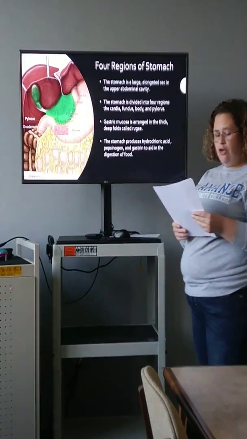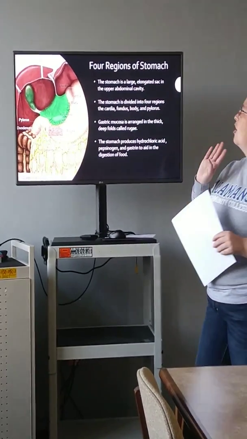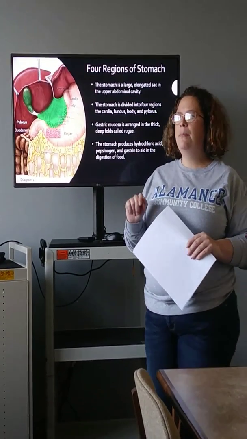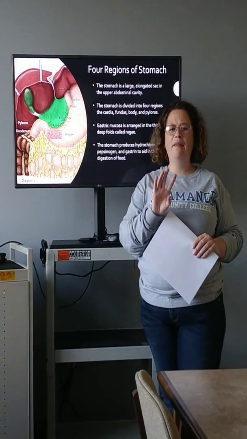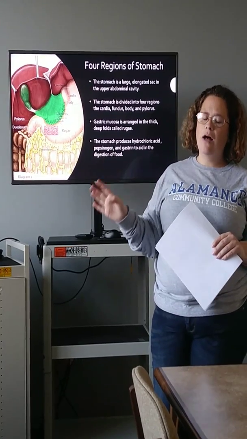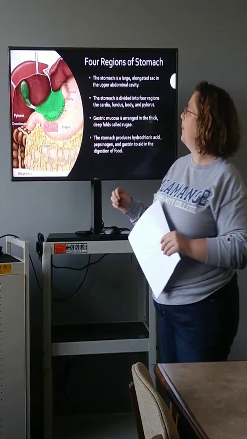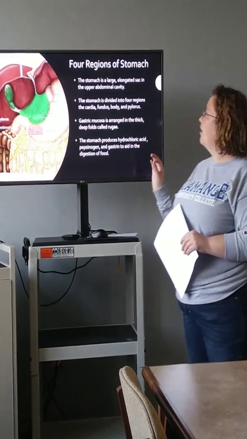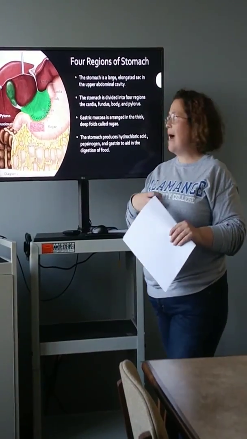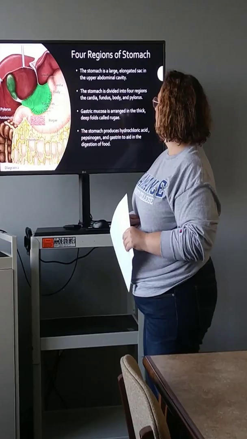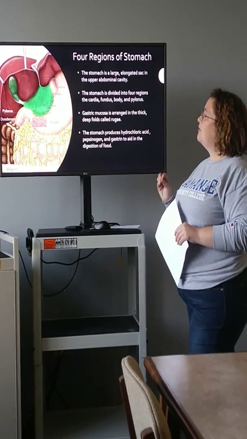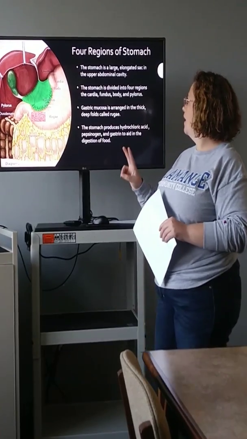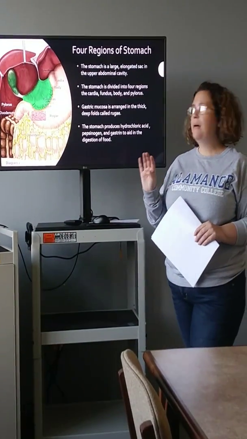When you get to your stomach, there are 4 regions of the stomach. A lot of people think we only have 1. There are 4. Cows have 4 also. The stomach is a large, elongated sac in the upper abdominal cavity. The stomach is divided into those 4 regions, which are the cardia, the fundus, the body, and the pylorus.